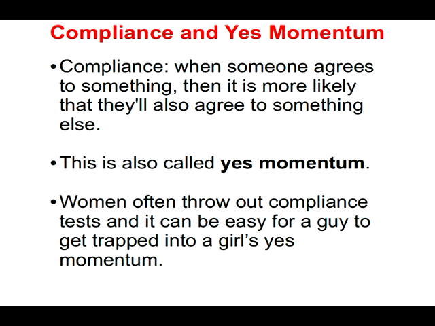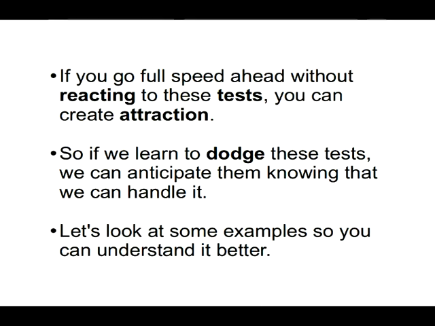Women often throw out compliance tests, and it can be easy for a guy to get trapped into a girl's yes momentum. If you go full speed ahead without reacting to these tests, you can create attraction. So if we learn to dodge these tests, we can anticipate them, knowing that we can handle it. Let's look at some examples so you can understand it better.